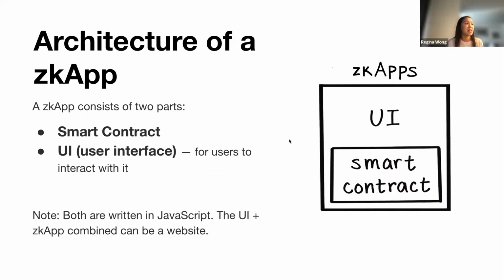The architecture of a ZK app is pretty interesting too. It actually consists of two parts, a smart contract and a UI. And the UI is what enables users to interact with your smart contract in the first place. Just wanted to point out both are written in JavaScript. The UI and ZK app combined can be a website.